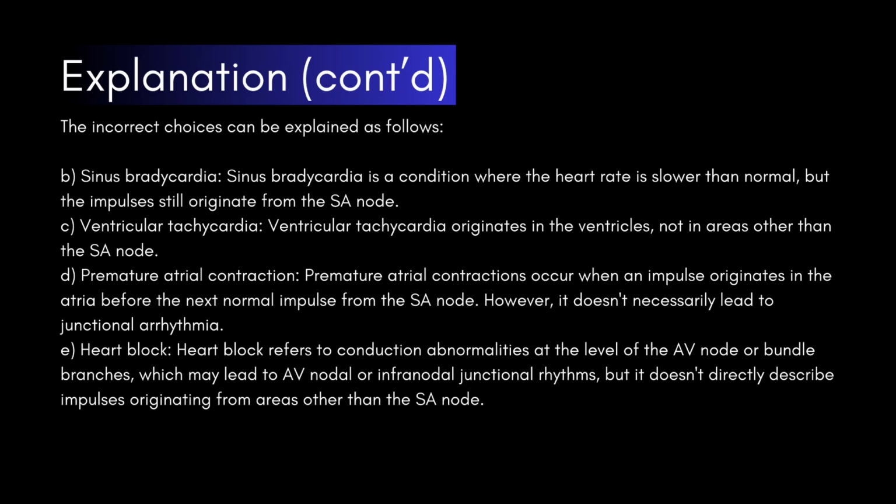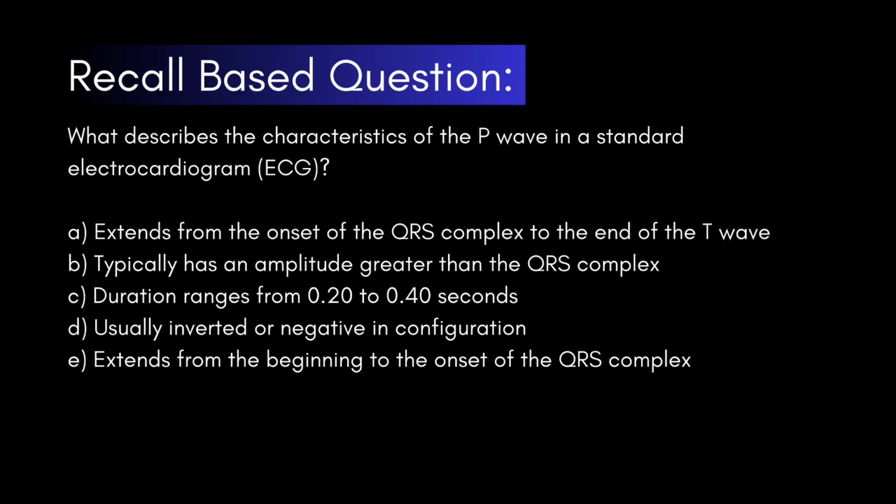Heart block. Heart block refers to conduction abnormalities at the level of the AV node or bundle branches, which may lead to AV nodal or infranodal junctional rhythms, but does not directly describe impulses originating from areas other than the SA node. Moving on to see the next question now. What describes the characteristics of the P wave in a standard electrocardiogram?